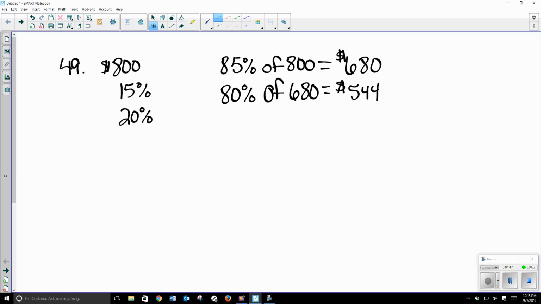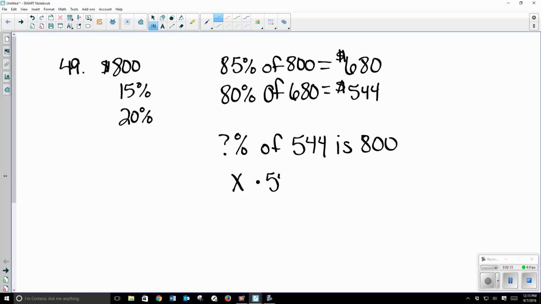In other words, what percent of the final price is 800? If you use the keywords in working with percents, it's easy to change it to an equation. This would be x, of is times, 544, is equals 800. So x is equal to 800 divided by 544.